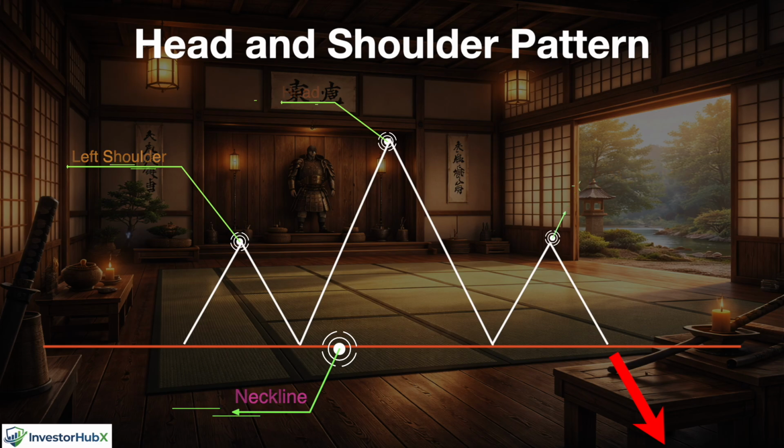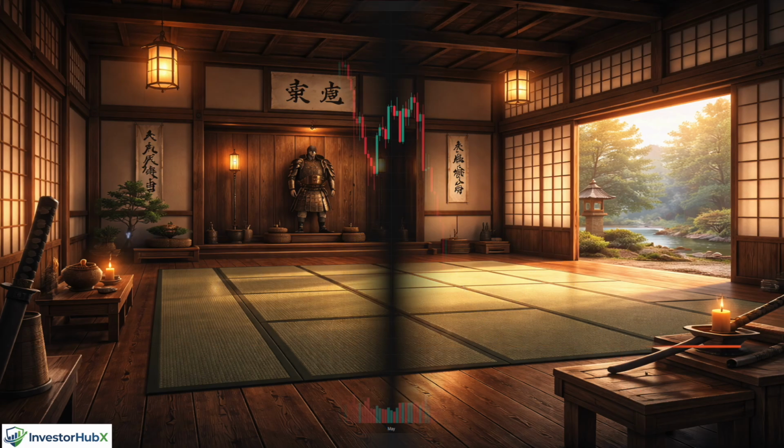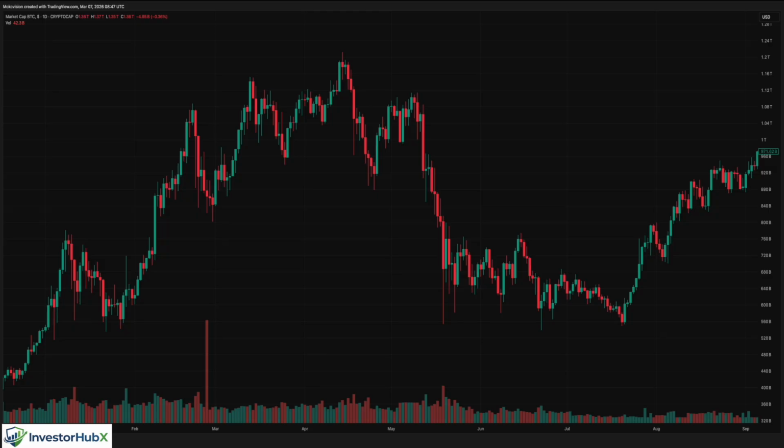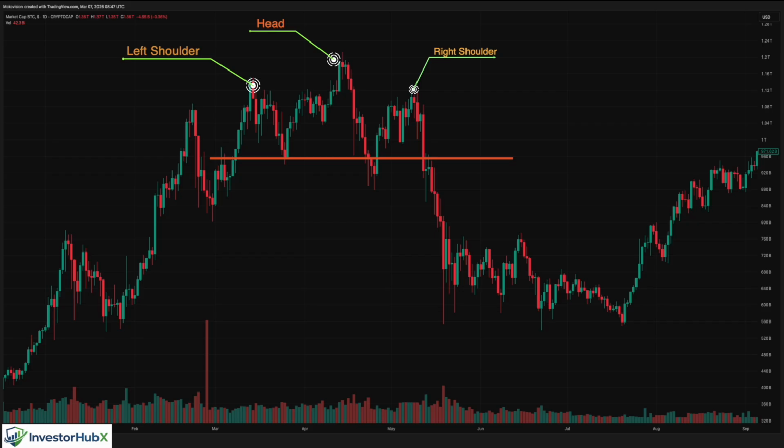Now let's take a look at how this pattern appears on a real chart. This is Bitcoin on the daily time frame. Can you see the head and shoulders pattern forming on the chart? The reversal point on the left forms the left shoulder. The higher peak in the middle forms the head, and the reversal point on the right forms the right shoulder. The support level connecting these lows is called the neckline. When the price breaks below the neckline, the pattern is considered complete, and the market often moves sharply lower.